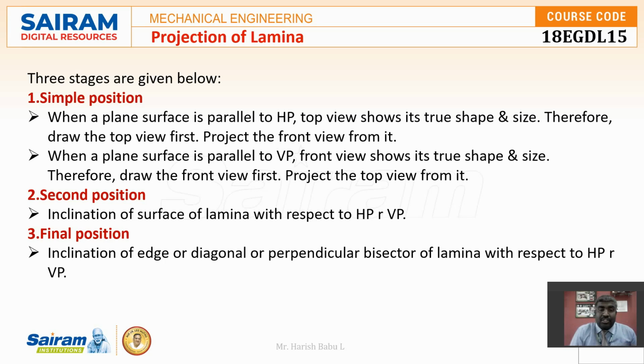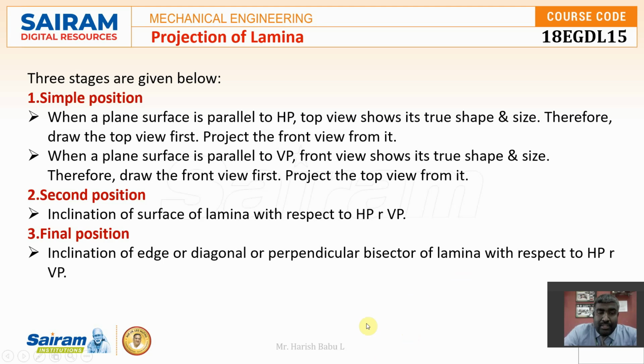The second position is with respect to the surface of the lamina. If this is the surface of the lamina, which is kept on the HP now, and I go on to incline it to the HP, that will be your second position. That is, the surface is inclined to HP. Similarly, when it is parallel to VP, I want to rotate it with respect to VP. The surface of the lamina is inclined to VP, so that will be the second position.